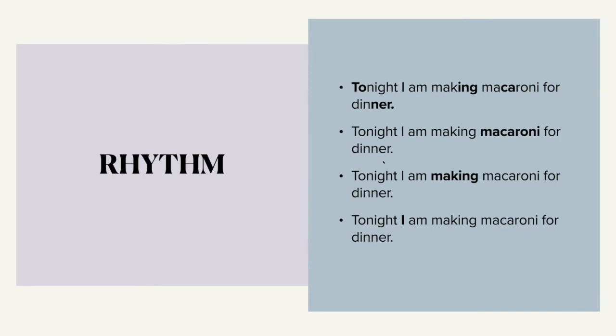Now that works. The next one works as well. Tonight, I am making macaroni for dinner. The meaning between these two is totally different now. By changing what's accented, we've changed the entire meaning of the sentence. Tonight, I am making macaroni for dinner. That means I'm not making hot dogs. I'm not making soup. I'm making macaroni.